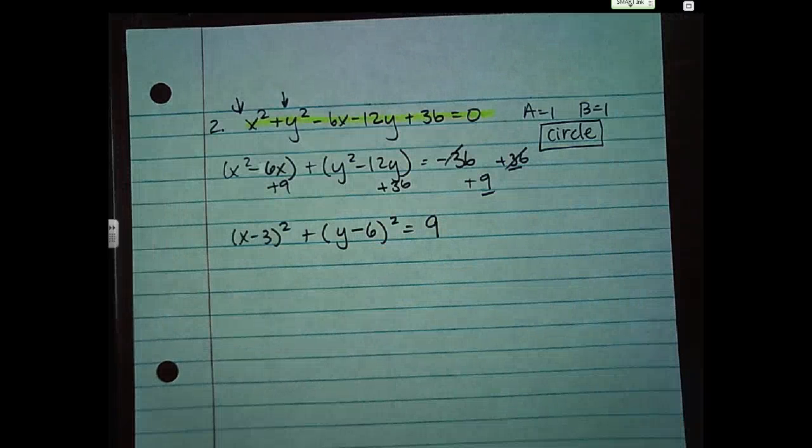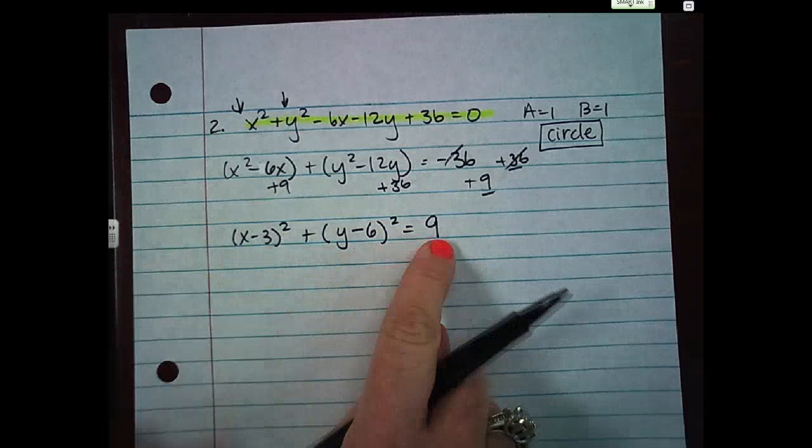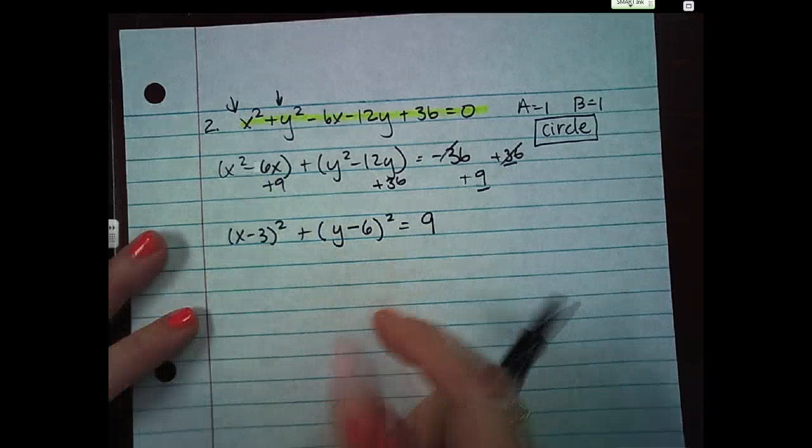Now, our next step is to typically divide everything by 9. Would that be right? No. It's a circle, right? It's okay to look just like that. This would be the center, and this would be how much you move in every direction.